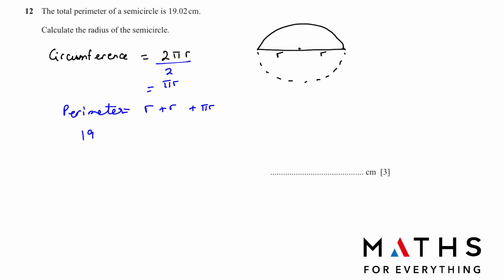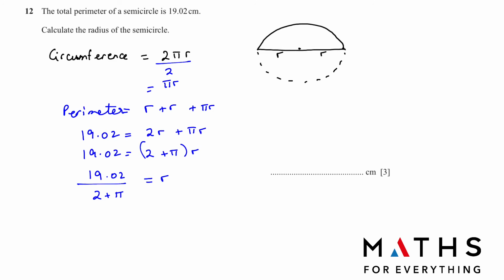Perimeter is 19.02. R plus r is 2r plus pi r. Now what is common in 2r plus pi r? R is common. We can factorize that out. We'll be left with 2 plus pi. Shift the 2 plus pi to the other side. Bracket means it is a multiply. When you shift to the other side, it will be a divide.